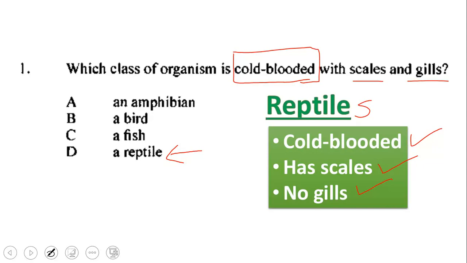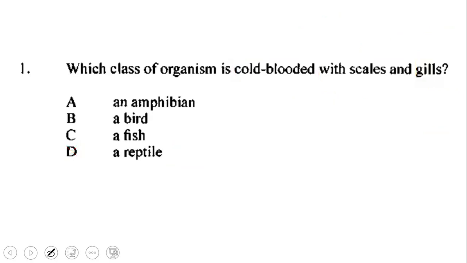Notice that reptiles are cold-blooded and they have scales, but the issue is they do not have gills, so they fail the third criteria. Therefore, the answer of D is incorrect. That leaves us with only one option left, C, a fish.